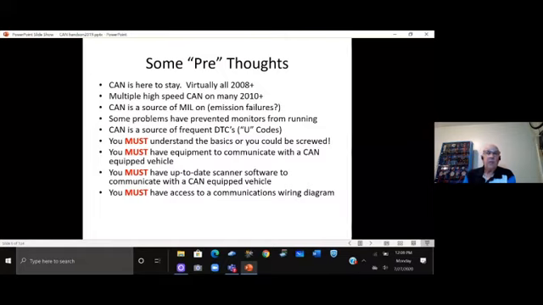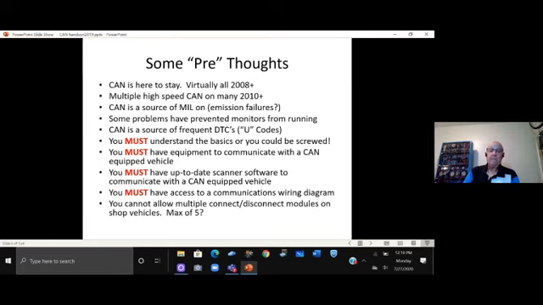So if you're using a red brick and you look on the bottom of it and you have cartridges in it, and the cartridge says 2004, it's not going to work. You have to have some scanner software that's up to date. And then from a student standpoint, you and the students should have access to a communications wiring diagram. If you have that, you're home free.